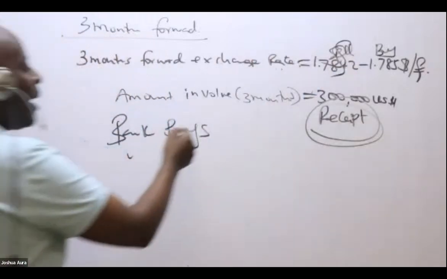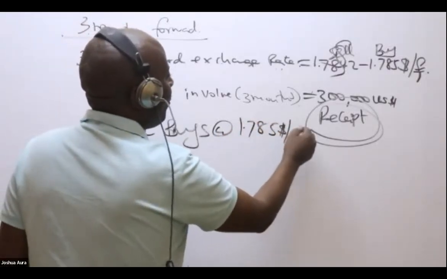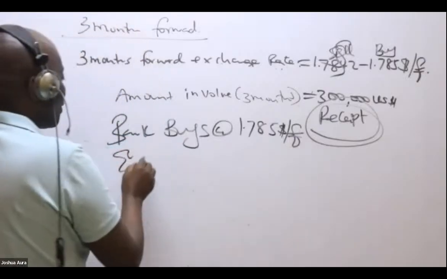Right? So the bank buys at what here? The bank buys at $1.785 per pound. Like that. And then I'll go ahead and exchange.